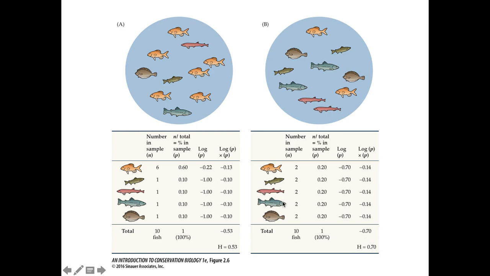And so you would have guessed, just from what I've already told you, that this second pond has higher species diversity than the first pond, and these indices reflect that. So H equals 0.53 is less than H equals 0.7. So we would see here how this works, and the second pond has the higher species diversity.